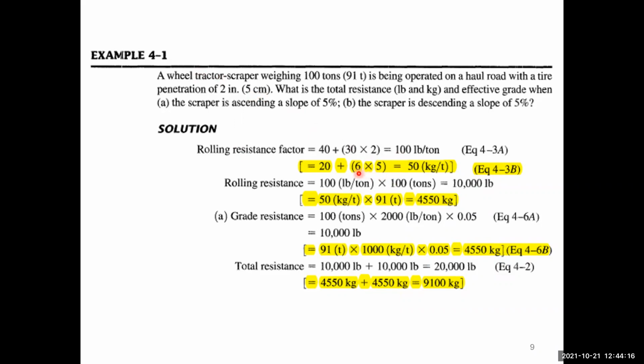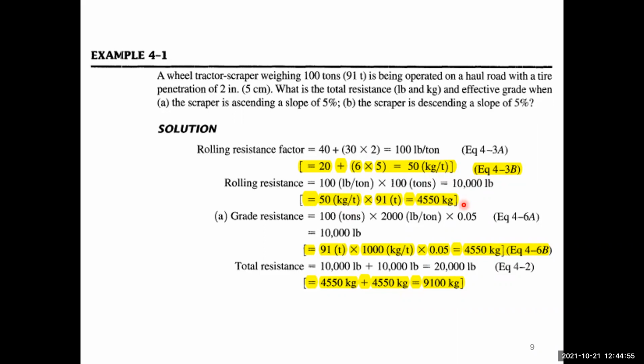So 6 times 5 is 30 plus 20, which is equal to 50 kilogram per ton of the weight, that will be the rolling resistance. So 50 kilogram per ton, and the weight of the machine is 91 ton. So ton cancels with ton, so it will be 91 times 50. So the rolling resistance is 4,550 kilogram.